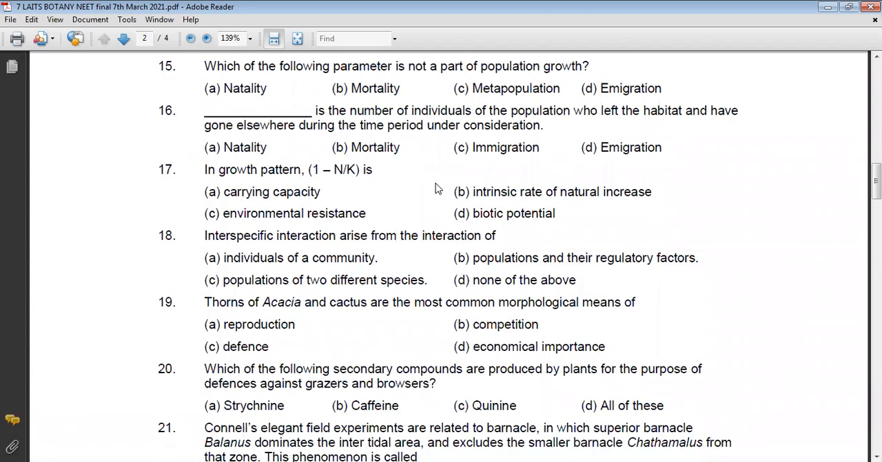Question number 15. Which of the following parameters is not a part of population growth? Not a part of population growth. See, natality, mortality, immigration, emigration.